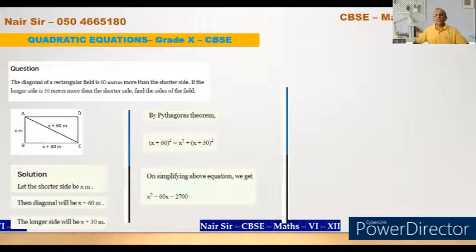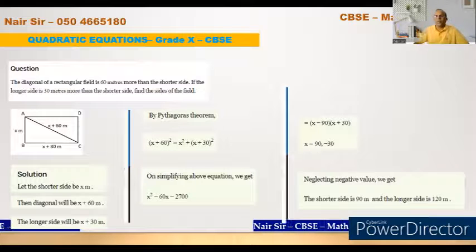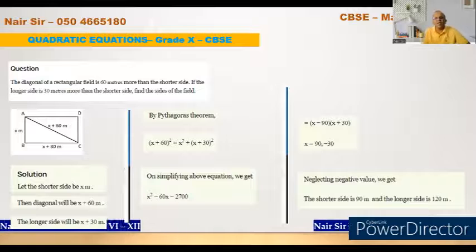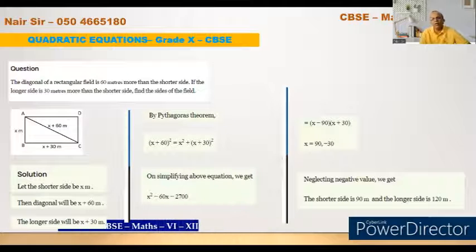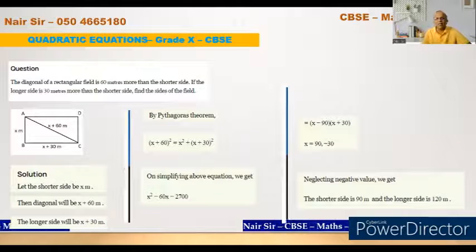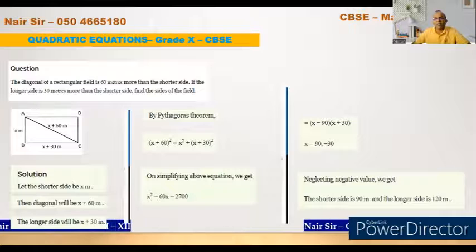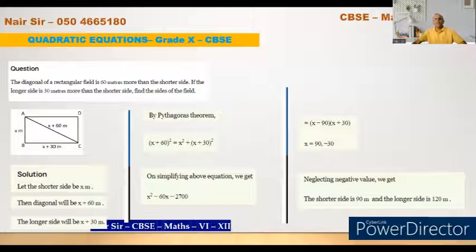You get the equation, you solve the equation, and you can get it. It will never be negative because it is a length or a breadth. So the first side, the breadth, is 90 and the length is 120. Chalo, let's go to the next question.